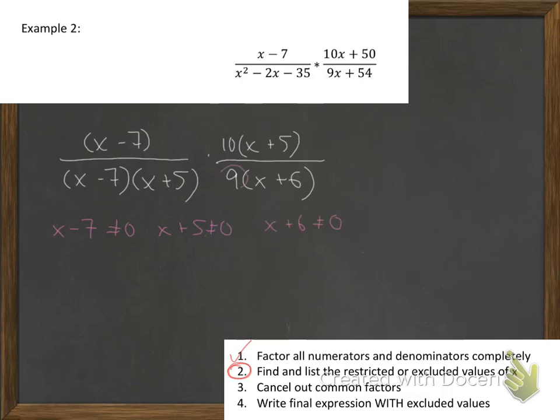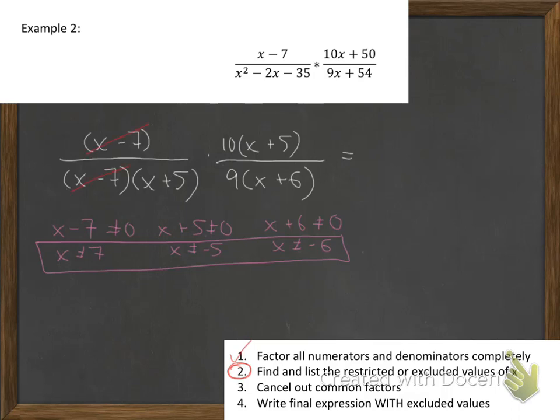I don't have to worry about this 9 here because it's just a constant. It's not a variable. 9 is always going to be 9. It's never going to be anything besides 9. So what do we have? We have x cannot be equal to positive 7, cannot be equal to negative 5, cannot be equal to negative 6. So we have 3 different restricted values, and remember, we need to list them as our last step in writing our answer. Okay, so let's go back to the fun part, canceling things out.